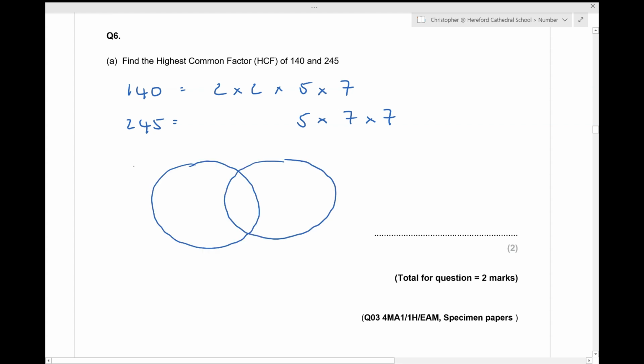Put the factors in a Venn diagram. Factors of 140, factors of 245. What's in both? Well, there's a 5 in both, and there's a 7 in both. 245 has another 7, and 140 has a 2 and a 2. I need to find the highest common factor. So I'm looking for the intersection there. 5 times 7, which is 35.